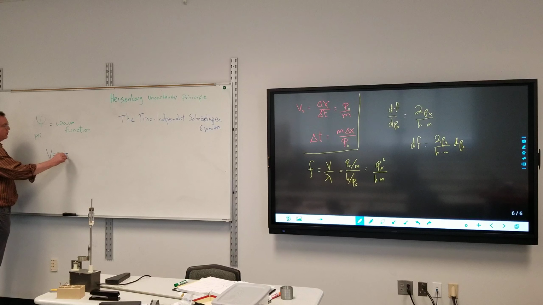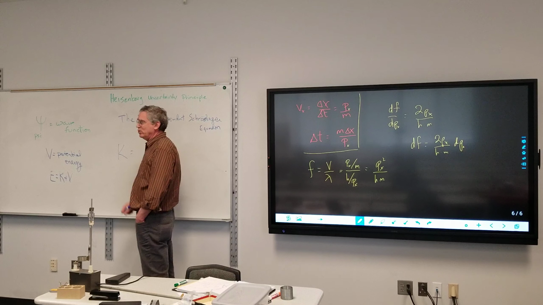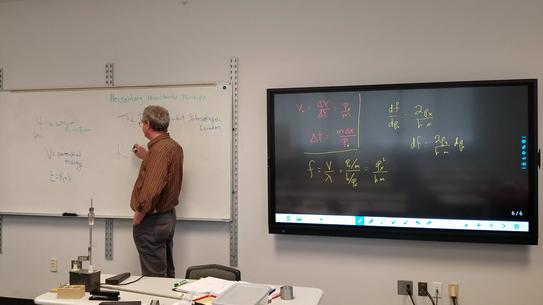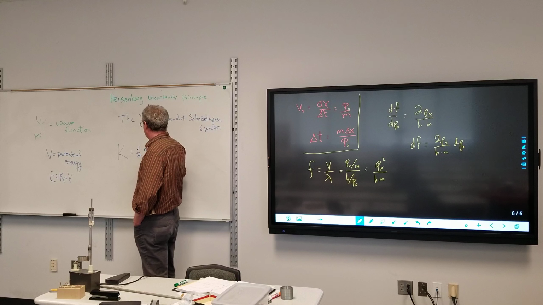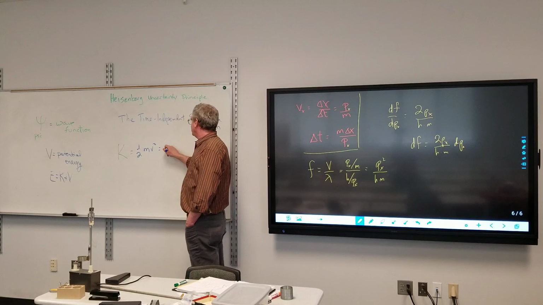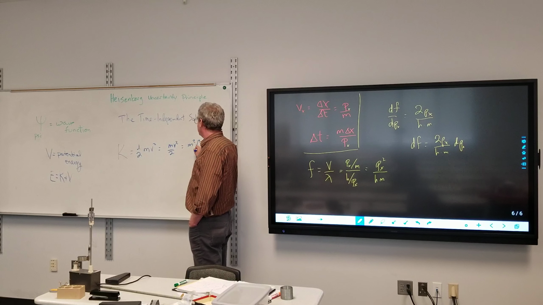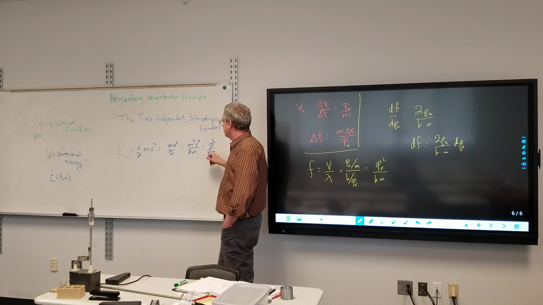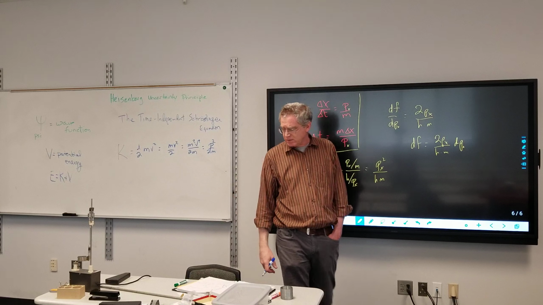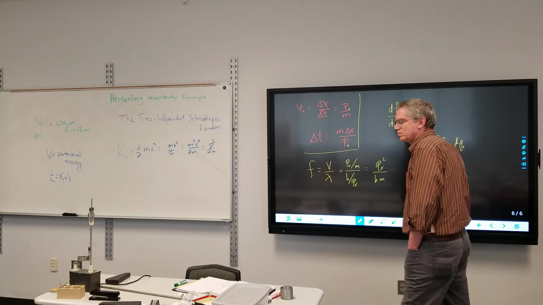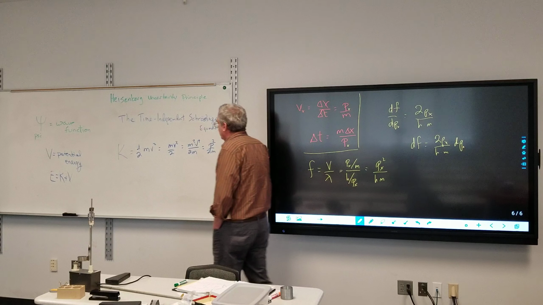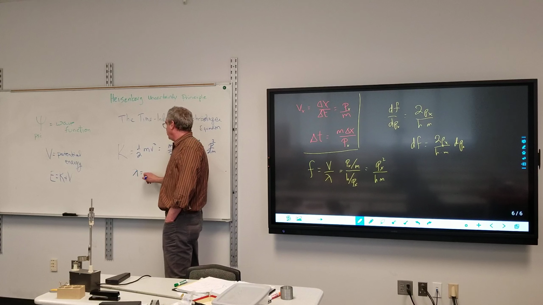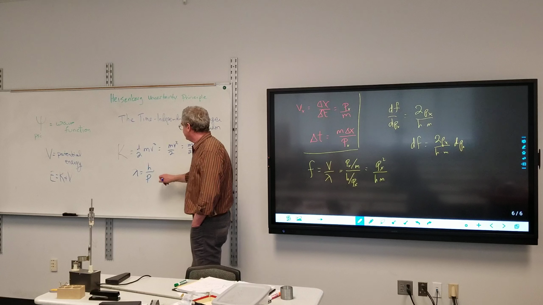I know that my kinetic energy, well, you know too, the formula for kinetic energy, 1/2 mv squared, which is mv squared over 2, which is m squared v squared over 2m, which is just p squared over 2m. The momentum squared divided by 2 times the mass. I know that the de Broglie wavelength is h divided by p.